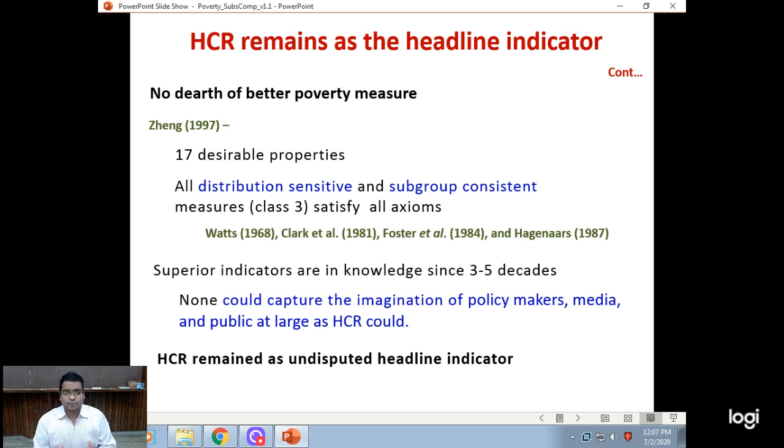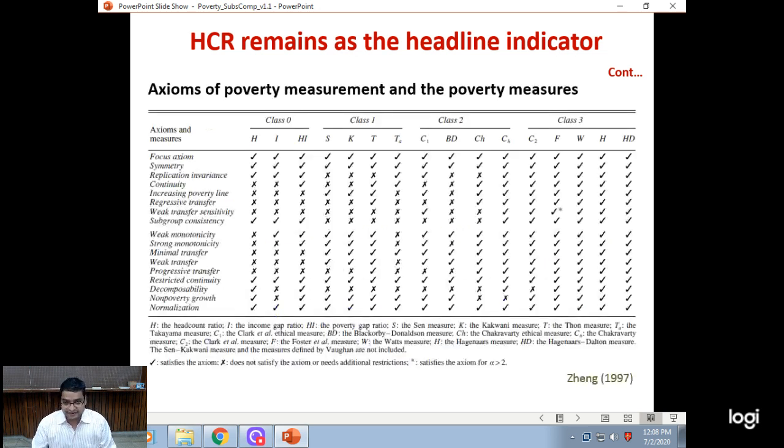But though such measures are available in the literature, the superior indicators, though they have been known for the last 3 to 5 decades among policymakers and researchers, none could capture the imagination the way the headcount ratio has captured the imagination of the public at large as well as the policymakers. So we can very well say the headcount ratio has remained the undisputed headline indicator till date.